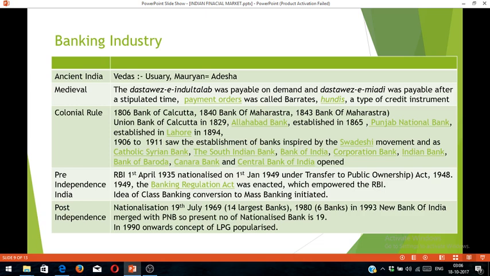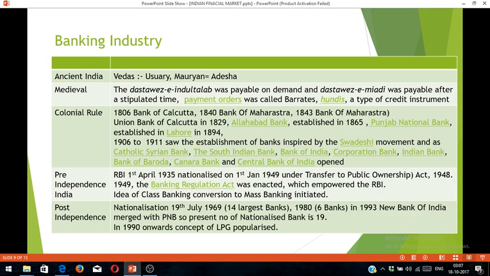Then after 1990, the concept of liberalization, privatization, and globalization started. Nowadays, the banking industry is mainly suffering from the twin balance sheet problem, which we see in the newspaper. What are twin balance sheet problems? On one side, banks made big finance. After liberalization, privatization, and globalization, there was development of the infrastructure sector, like roads and industries. In these big projects, all banks financed high amounts of capital.